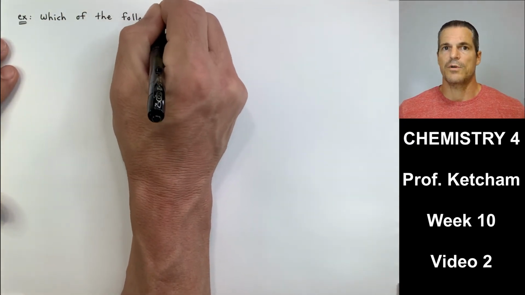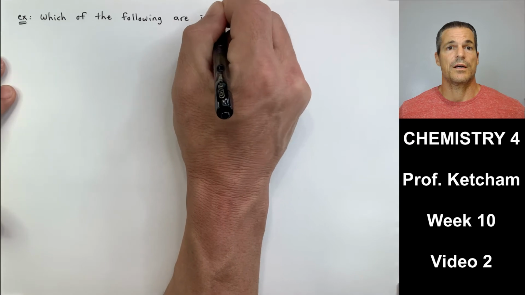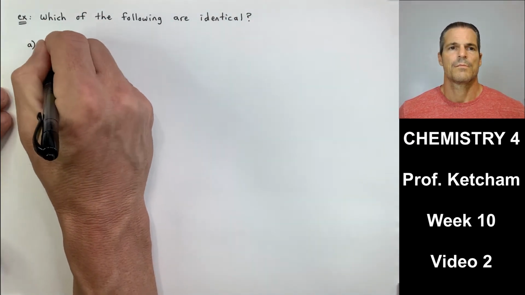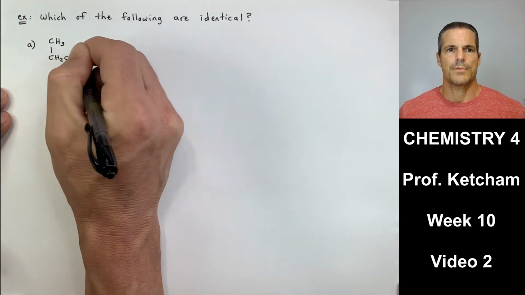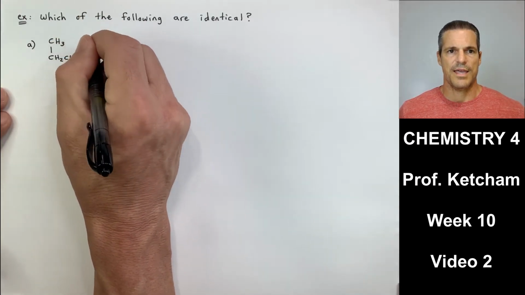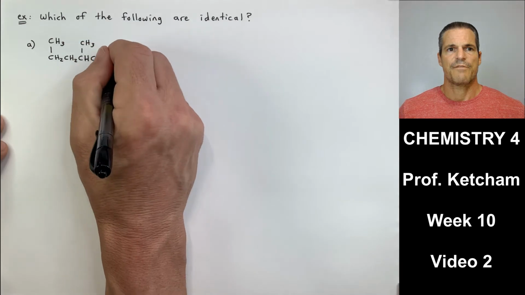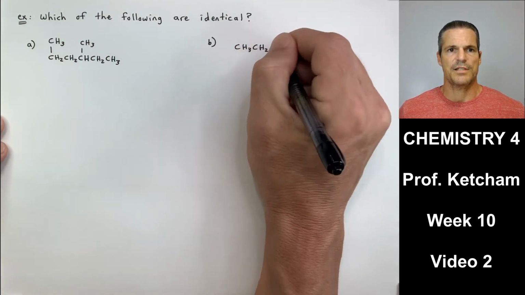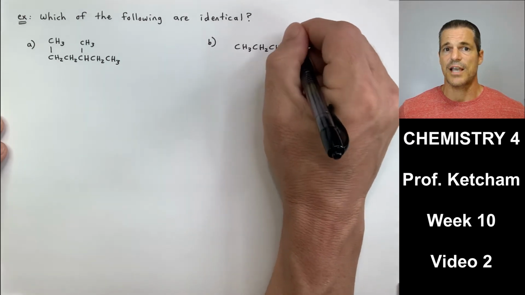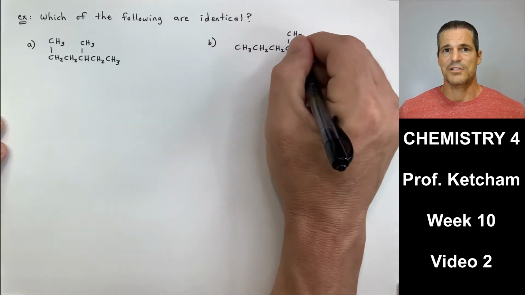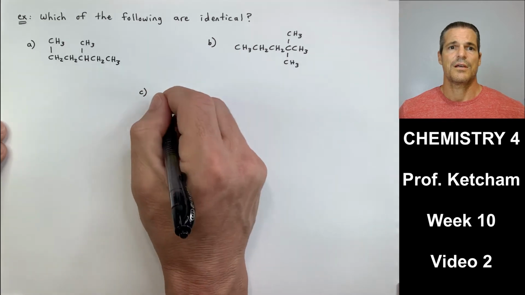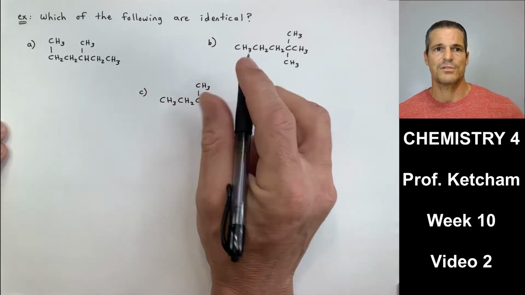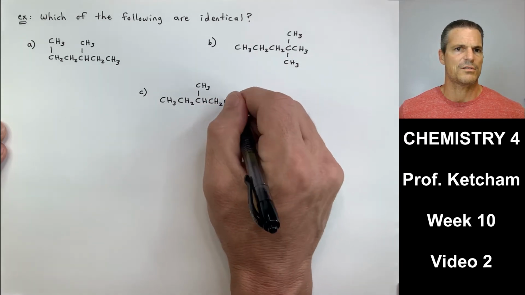All right, let's try another one. Example. Which of the following, I'm going to draw some structures. Which of these are identical and which aren't? All right, so the first one, A. Let me get through the drawing here and get my hand out of the way. But I've got CH3 three times, and I've got a bunch of CH2s. In the second one, B, I've got some CH3s and a bunch of CH2s. And in C, I've got CH3 on the end caps, CH2s. I do see a CH also.